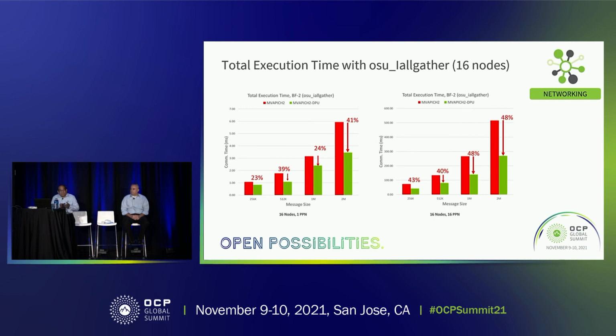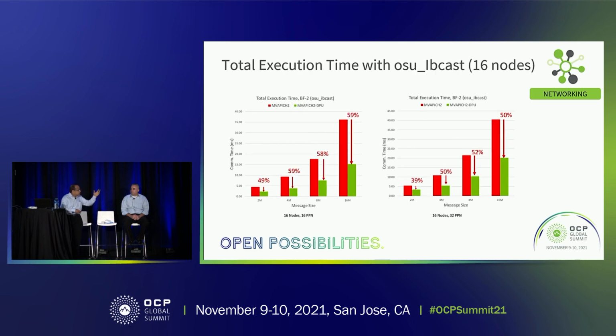So similar kind of things. Now you can think of all other collectives. So there is an AllToAll gather. That is also another primitive there. So now we see big benefits. In fact, 41%, 48% kind of things. Broadcast, that is again a very commonly used collective. So now we get almost 60% benefits.